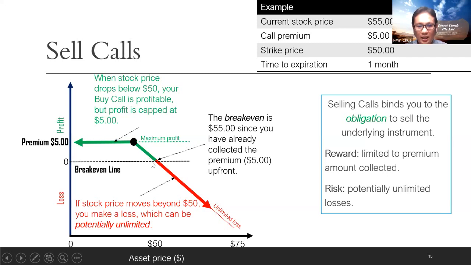Which means the loss can be unlimited. Can you see? The loss can be unlimited, which is very scary. In fact, Seong Yeo just last week showed us a post. This guy, I can't remember, was it selling a naked call or naked put? Made a loss of $600,000 in a matter of, I think, 2 hours. Lost 600K in 2 hours. And Seong Yeo has his own personal experience to share.